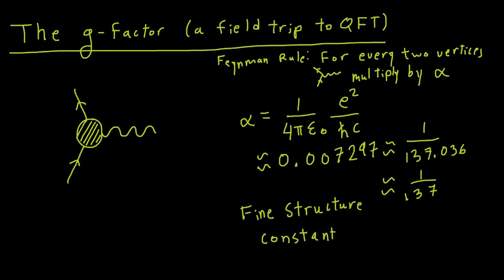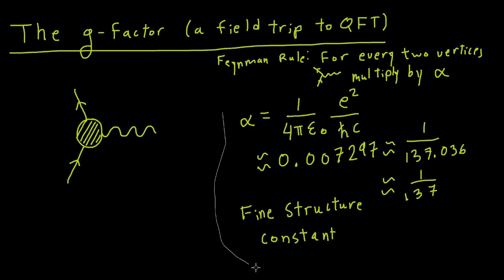Now, you should think about the fine structure constant as providing a dimensionless measure of how strong the electromagnetic force is. So we can see that the fine structure constant is about 1 over 137, which is less than 1 over 100. So 1 over 100 is a pretty small number, so we can say that the electromagnetic force is pretty weak. Now, this also means that because alpha is very small, the more and more vertices a Feynman diagram has, the less and less it matters.